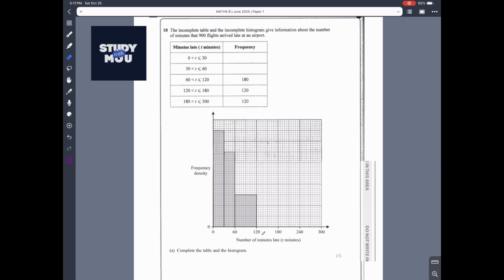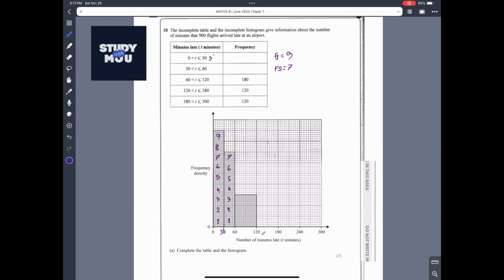Okay, so let me count. How many blocks do we have? 1, 2, 3, 4, 5, 6, 7, 8, 9. And then for the next tower, 1, 2, 3, 4, 5, 6, 7. So for F1 we have 9 blocks, and for F2 we have 7 blocks.